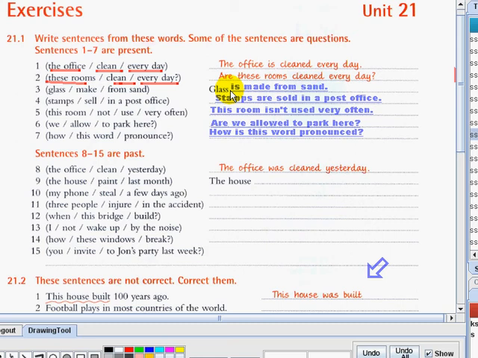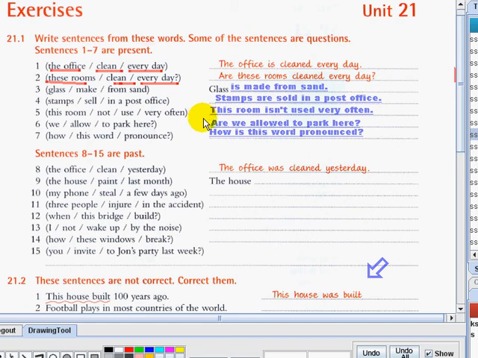Alright? Now let's start. Glass is made from sand. If you got this sentence correctly, wow, you are very good. Alright. Next, stamps are sold in a post office. Again, if you have the same answer, then give yourself a check. Next, this room isn't used very often. Again, if you have this kind of answer too, then mark your paper a star.